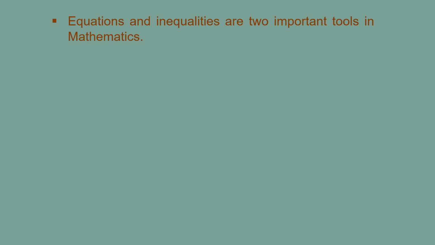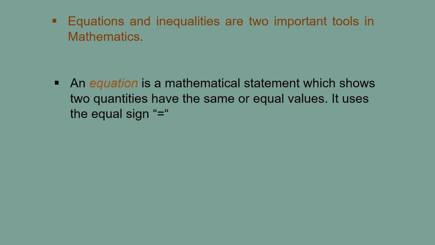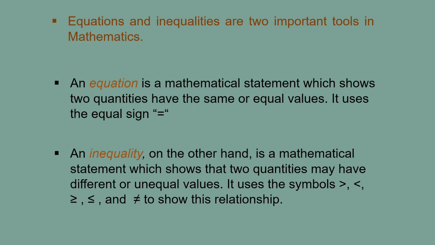Equations and inequalities are two important tools in mathematics. So, an equation is a mathematical statement which shows two quantities have the same or equal values. So, it uses the equal sign. While an inequality, on the other hand, is a mathematical statement which shows that two quantities may have different or unequal values. So, it uses the symbols greater than, less than, greater than or equal to, less than or equal to, and not equal to show this relationship.